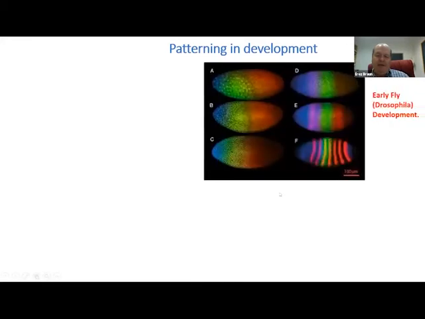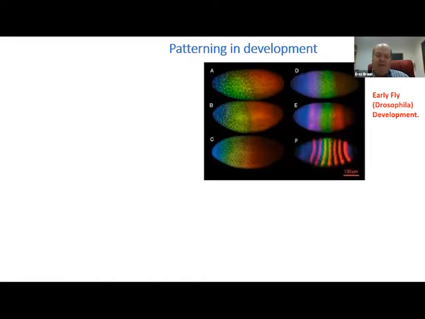Okay, so animal development, it's a long story, right? It is a long history, but it can be summarized very nicely by this type of figures.